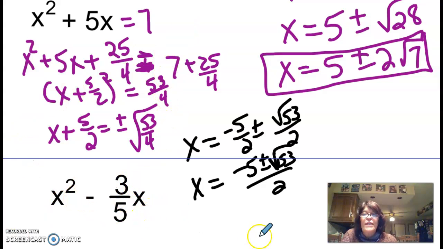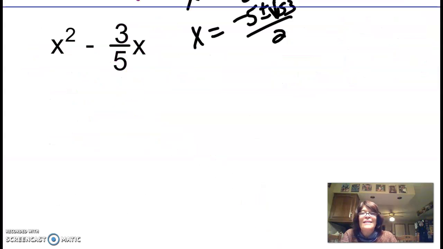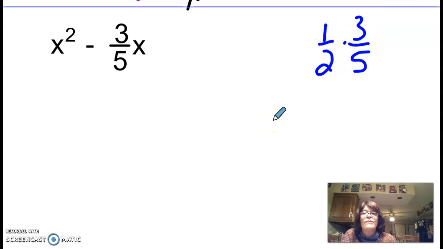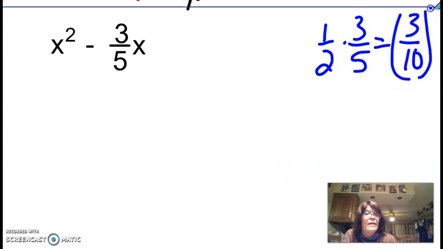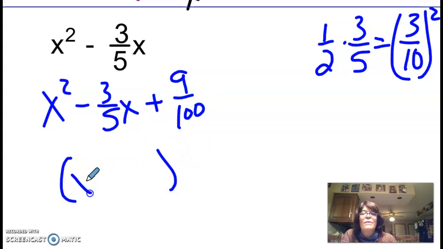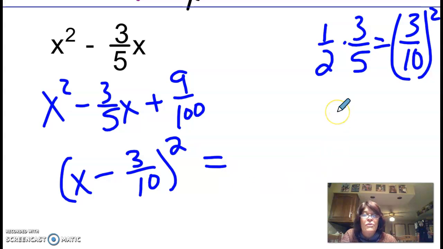x squared minus 3/5 x. If I was going to complete that square, sometimes people have trouble with this. If you have to complete this square, you have to take half the middle term. So I sometimes go off to the side and just write, what's half of 3/5? It's 3/10. Okay, you take half the middle term and you square it. So this is going to be x squared minus 3/5 x plus 9/100. Okay, and we write it that way so that I can have a binomial squared, and then I can use my square root method.